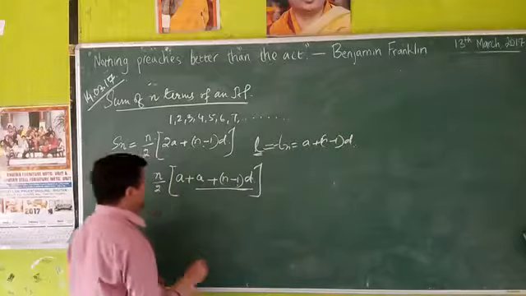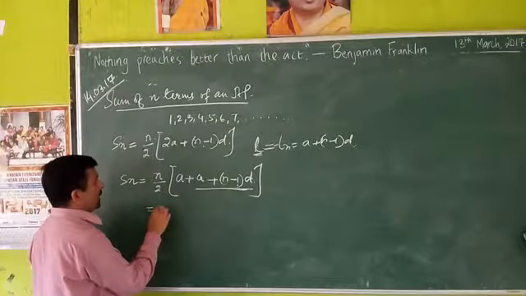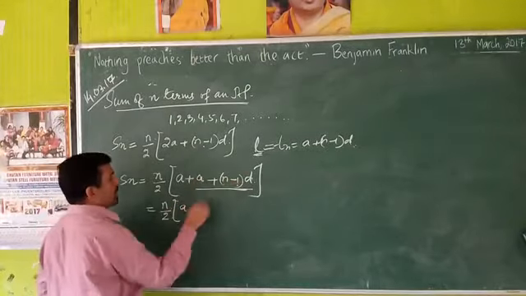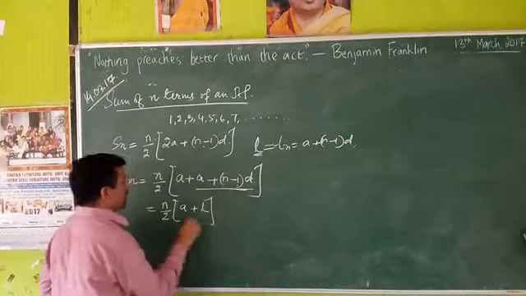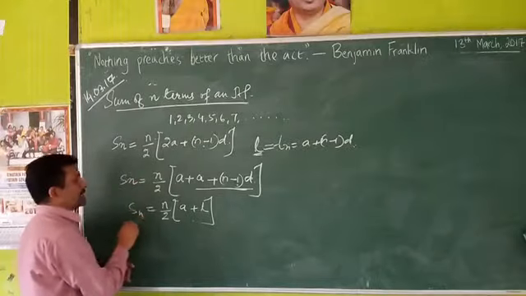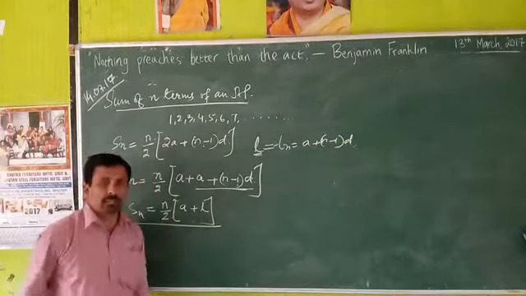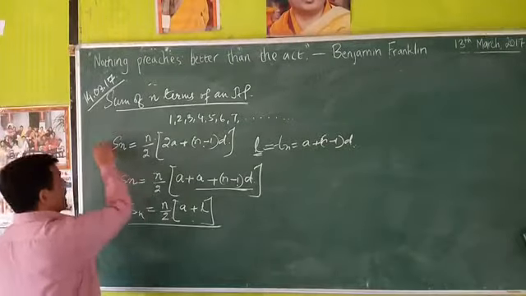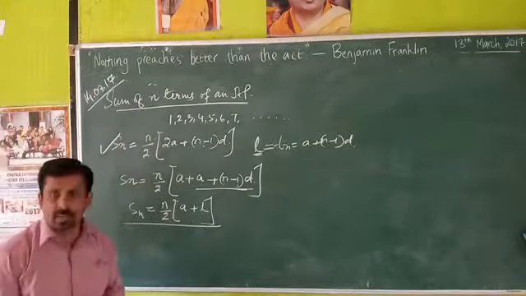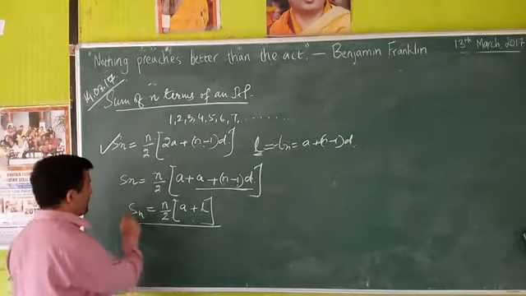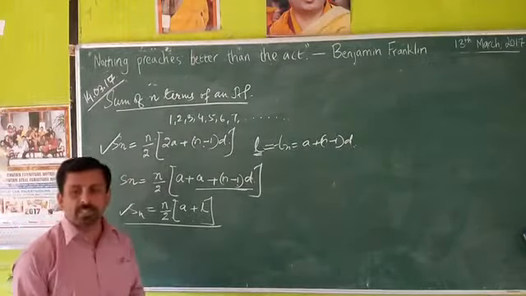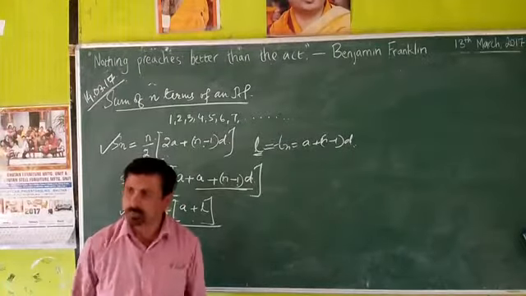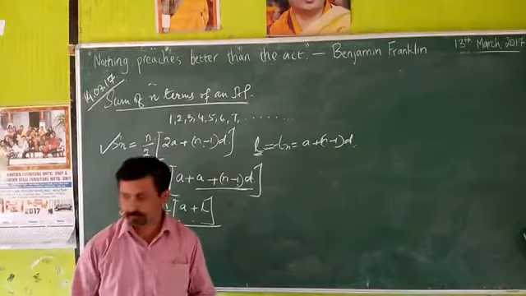That's how we get a new formula: Sn is equal to n over 2 into a plus L. So this also is a formula to find the sum of n terms of an arithmetic progression. There are two formulas. This is formula number 1, and this is formula number 2, both of which can be used to find the sum of n terms of an arithmetic progression. Is this understood? Yes, sir. Any doubt? No, sir. Okay.